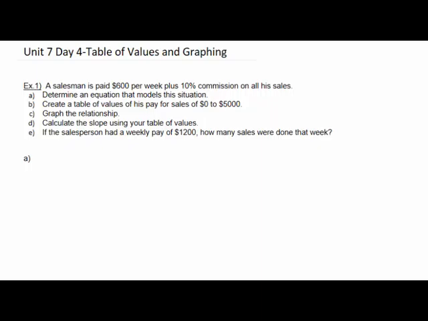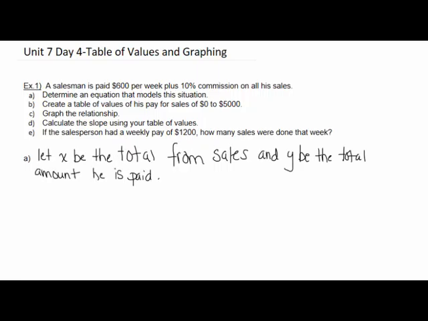So example 1, a salesman is paid $600 per week plus 10% commission on all his sales. Determine an equation that models this situation. So I've set up my let statements, determining my variables. Let x be the total from sales and let y be the total amount that he is paid.